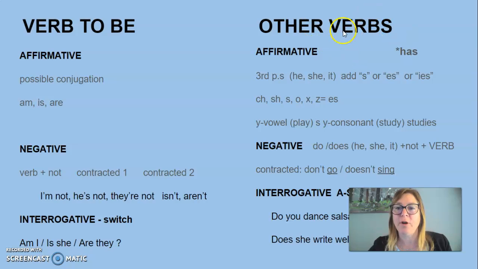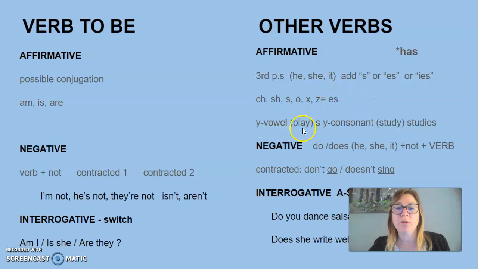With all the other verbs, you need to remember that usually you put S, but you can also put ES or IES. It depends on the ending of the verb. If you have a verb ending in CH, like catch, SH, like brush, SS, like pass, O, like go, X for mix, Z for buzzes, you add ES.